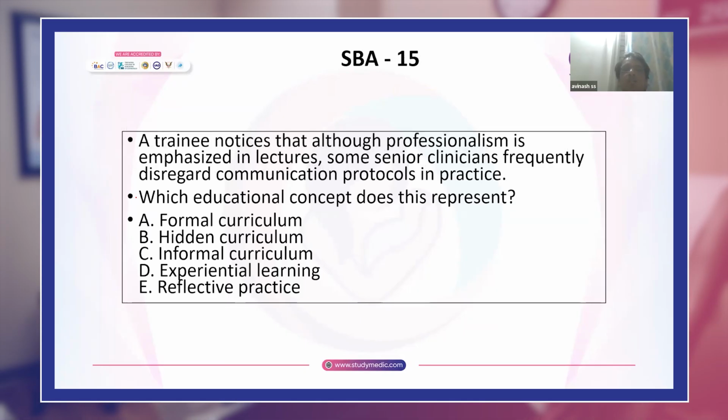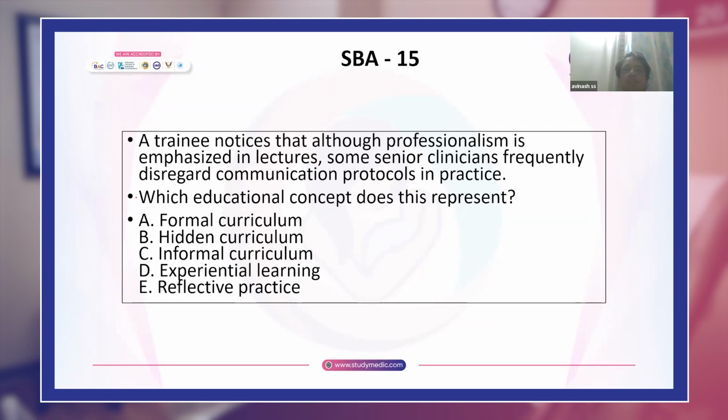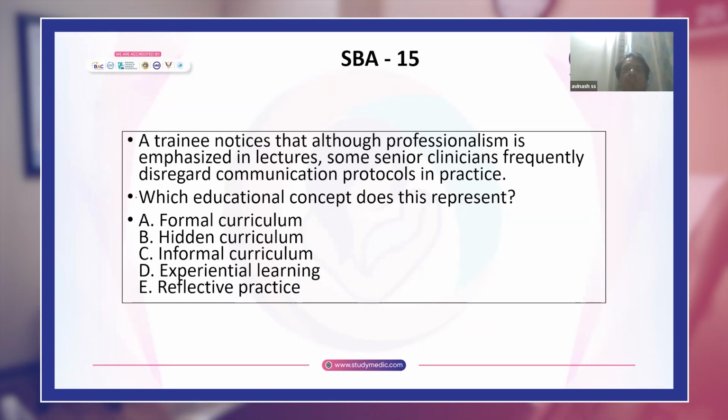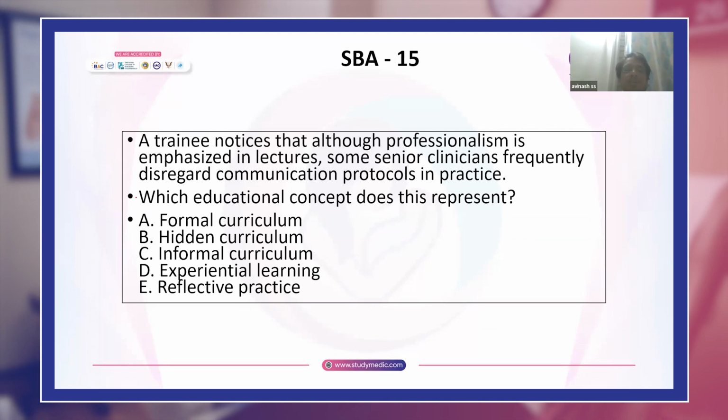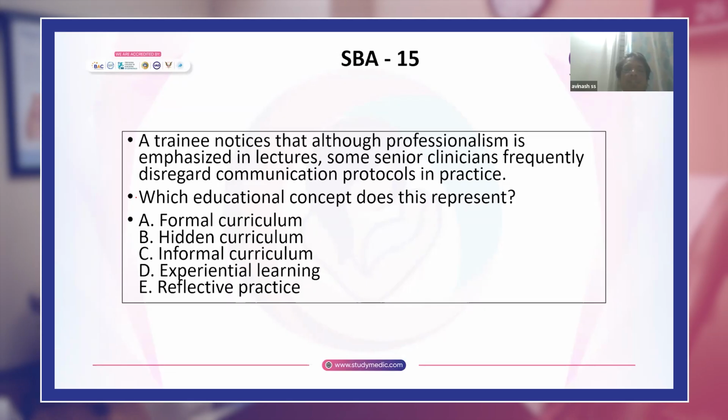A trainee notices that although professionalism is emphasized in lectures, some senior clinicians actually frequently disregard the communication protocols in practice. Which educational concept does this represent? Though it is not there in the curriculum, the trainee is observing this. This is nothing but hidden curriculum. It is not in the formal curriculum. Okay. And it is not experiential learning or reflection. It is the hidden curriculum.